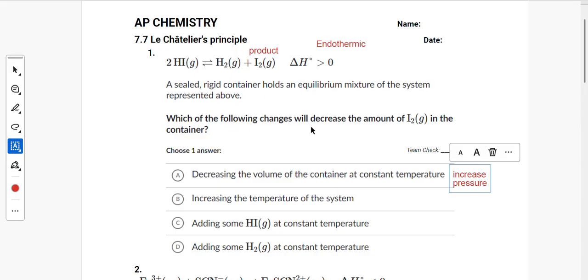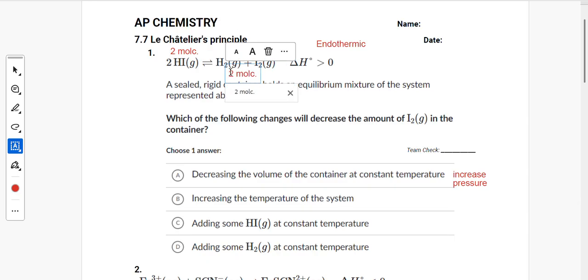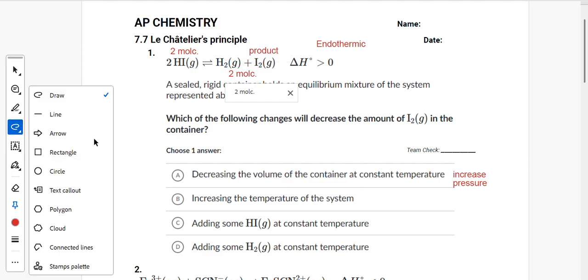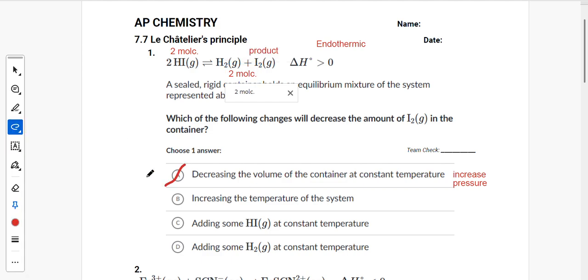Which of the following changes will decrease the amount of I2? Fewer molecules. On this side, we have a total of 2 molecules, and on this side, we have 1, 2. Over here, we have 2 molecules. So is it going to matter either way? No, it's not going to. So I'm going to be extra and just cross that one out and say nope.